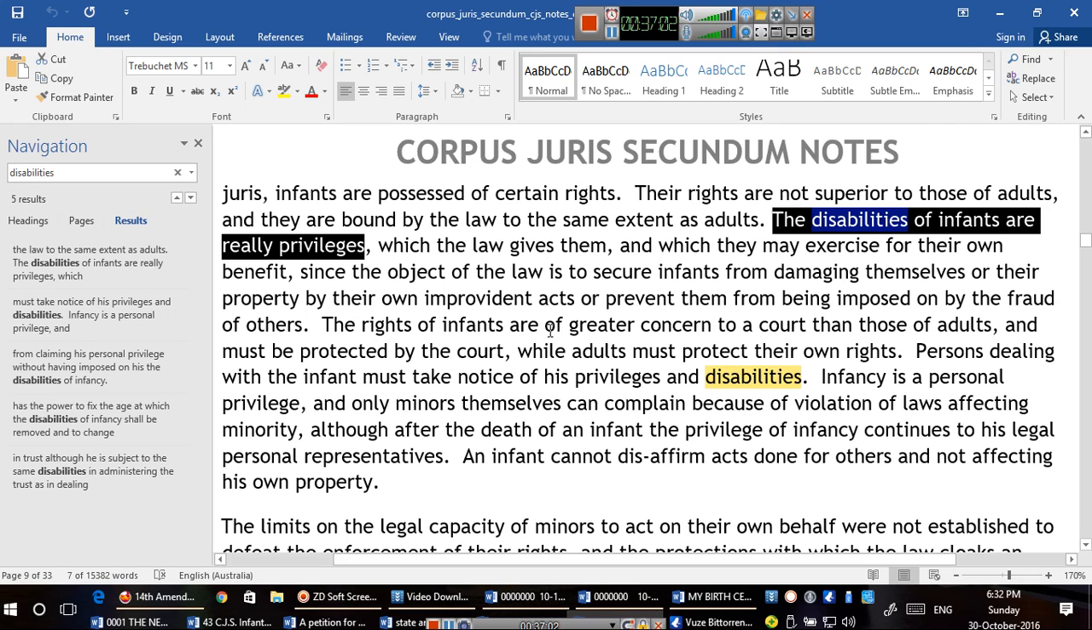The rights of infants are of greater concern to a court than those of adults. Wait a minute. The rights of infants are of greater concern to the courts than that of adults and must be protected by the court, while adults must protect their own rights. Persons dealing with an infant must take notice of his privileges and disabilities. Ladies and gentlemen, I didn't write this.